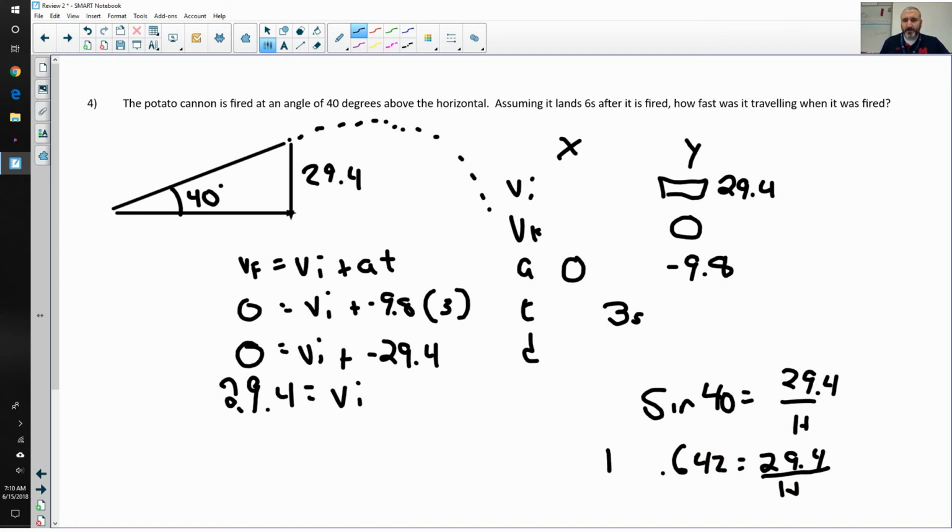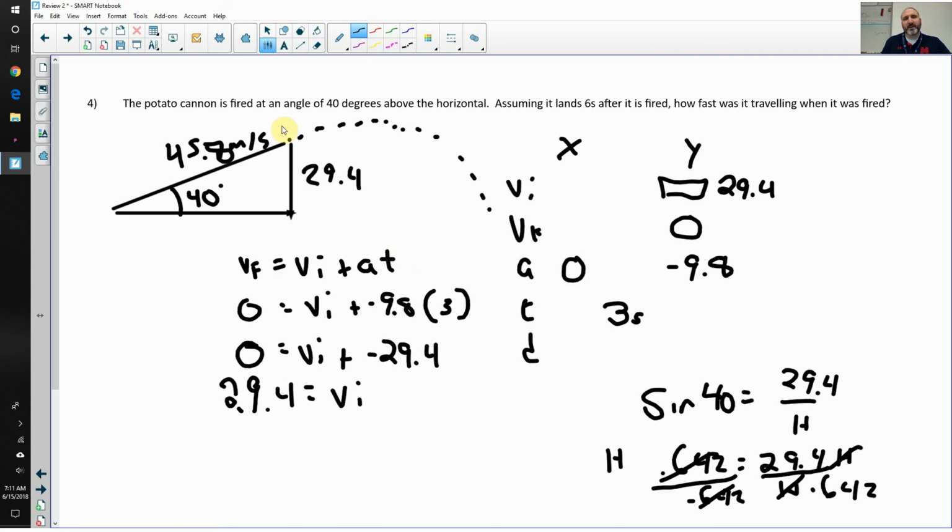So h here, and then divide by 0.642. Those go away. 29.4 divided by 0.642 is 45.7, or 45.8 meters per second. And I hope you got that.